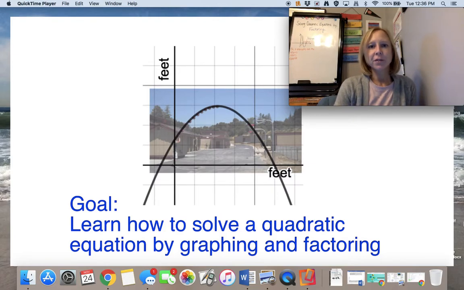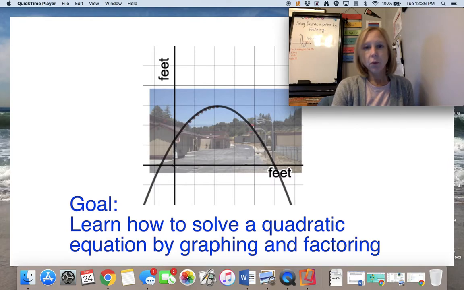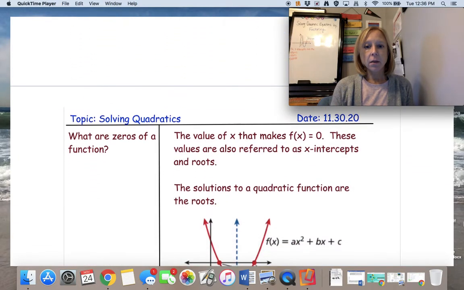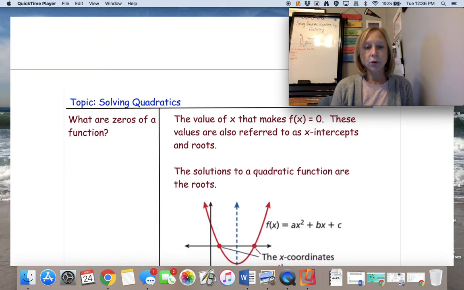Hi, Algebra 2 students. This week we are going to begin our work of solving quadratic equations, and we're going to learn how to do this using a variety of methods. The first method we're going to use is factoring and graphing. So hopefully you did your review this week and you're ready to keep factoring and applying that to solving quadratic equations. Let's start by talking about what is a solution to a quadratic equation.